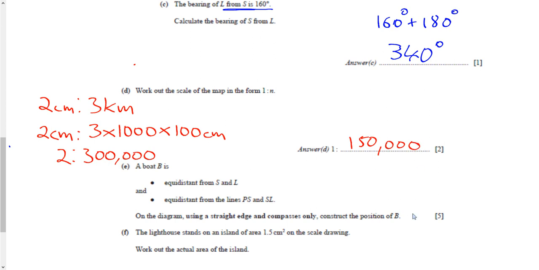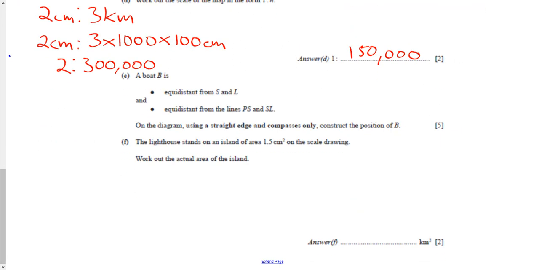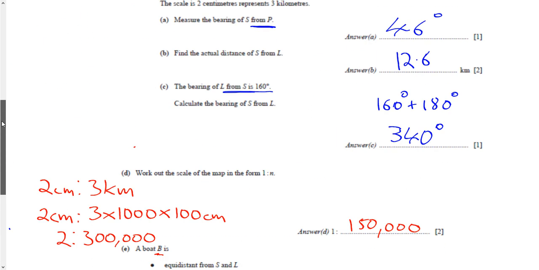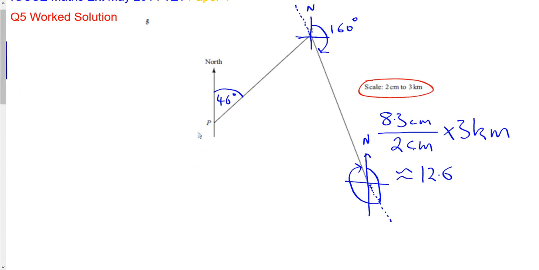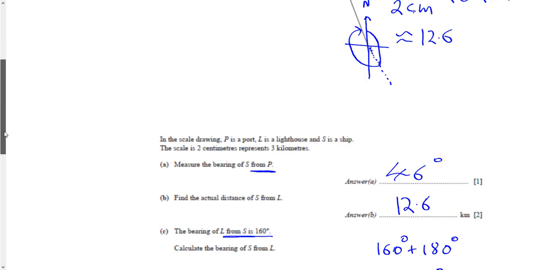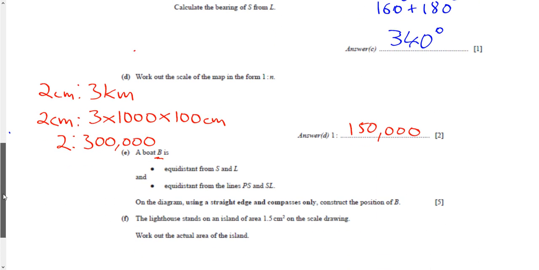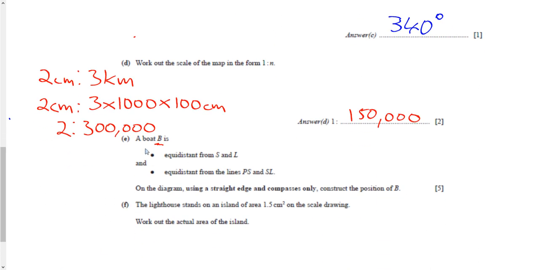Okay. All right, now we're up to the last part, part E, and part E is our construction part of the question. All right, so a boat B. So we've got a new term here. Before we just had S, a ship, a port, and a lighthouse. Now we have a boat somewhere. Okay, and we've been given instructions to figure out where that boat is. All right, now the boat B is equidistant from S and L.